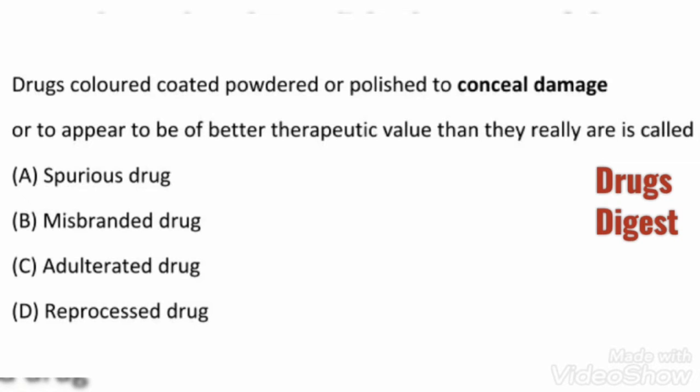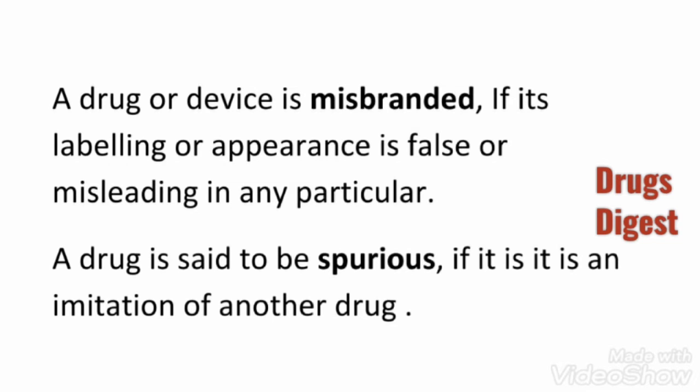Next question. Drugs colored, coated, powdered or polished to conceal damage or to appear to be of better therapeutic value than they really are is called, options: spurious drug, misbranded drug, adulterated drug and reprocessed drug. A drug or a device is misbranded if its labeling or appearance is false or misleading in any particular. A drug is said to be spurious if it is an imitation of another drug.